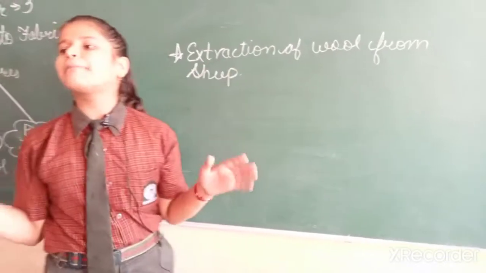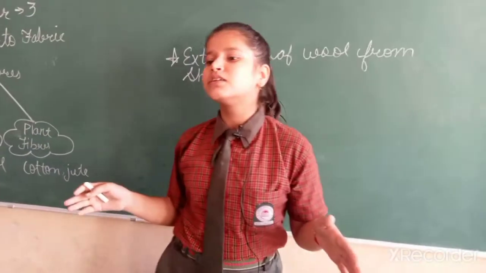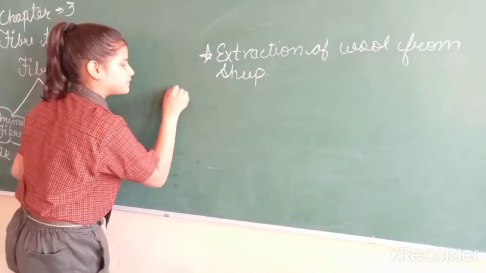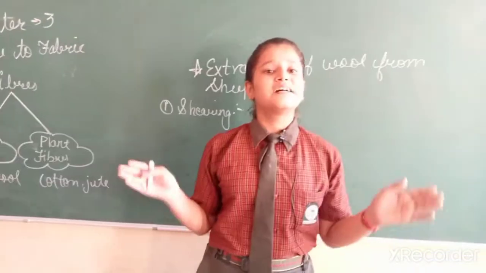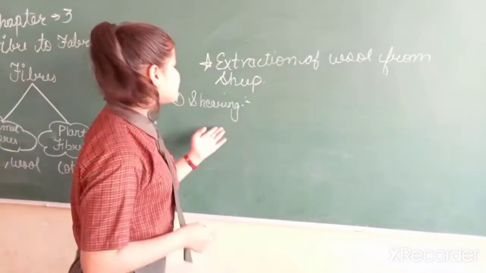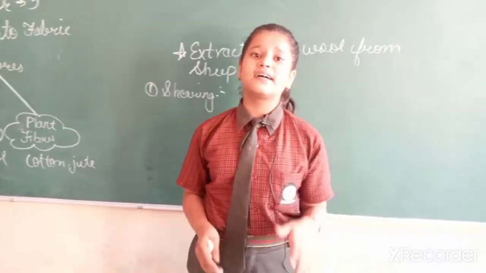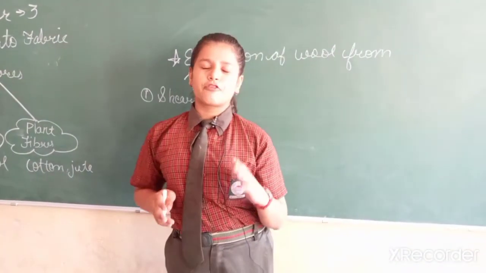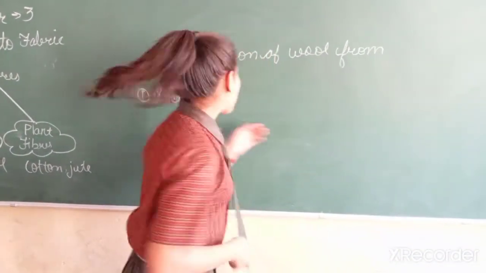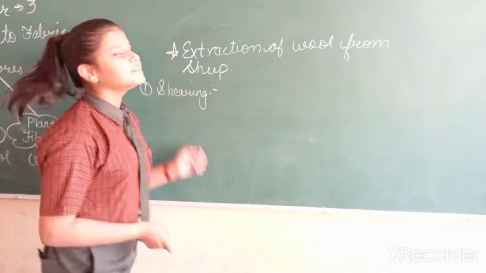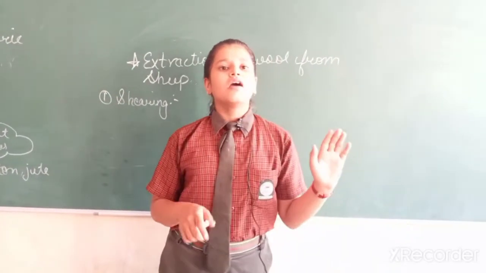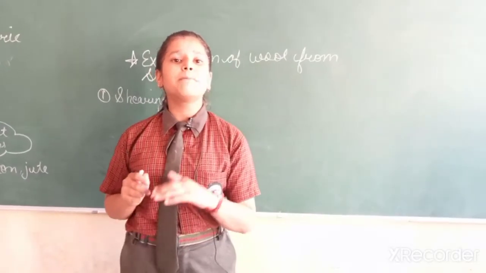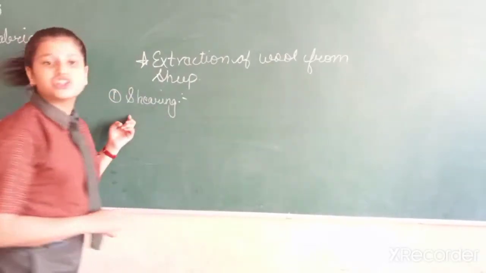In this, first step is shearing. What is shearing process? In this process, the fleece from the sheep body is removed, and this process is shearing. See, like this is a sheep, and we remove the fleece from the sheep body. Then this process is shearing.